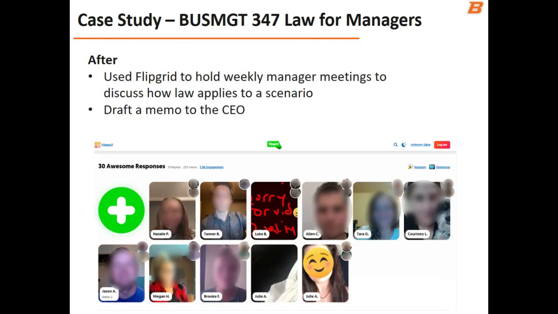So what we did through many discussions was we came up with this whole entire framework for it, where they were going to use Flipgrid to hold weekly manager meetings. Because the idea was, she said, in the real world, they're going to need this as managers, because when these legal issues come up as a manager, normally you'd meet up on a Monday morning at a meeting and talk about it and hash out the different legal issues and concerns about that.